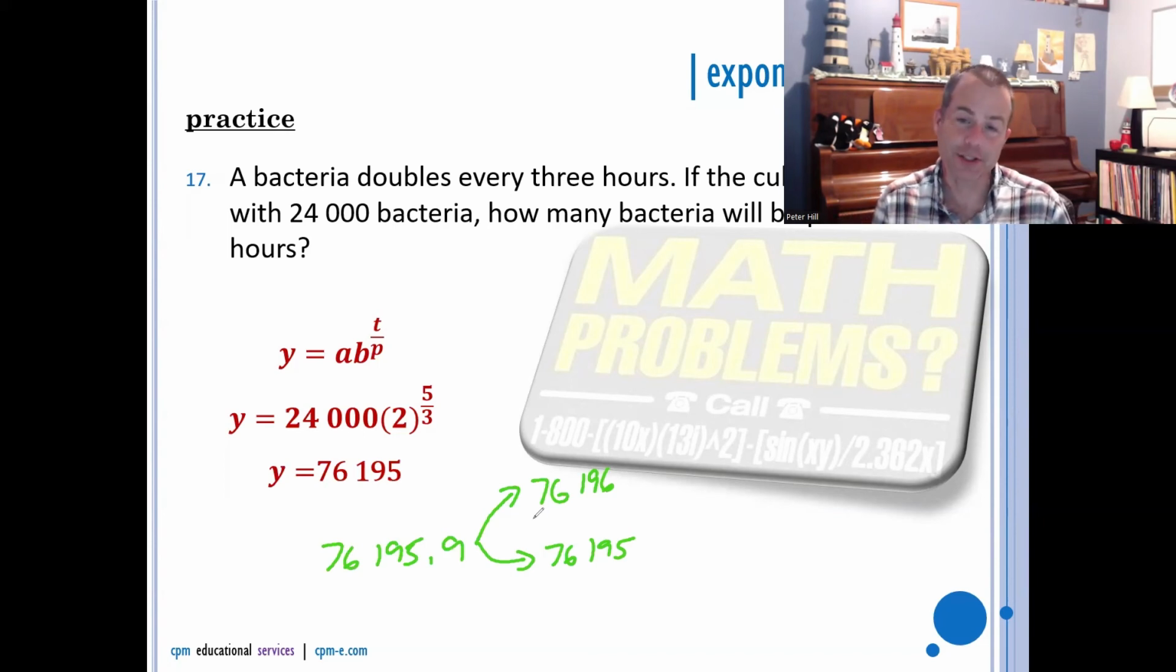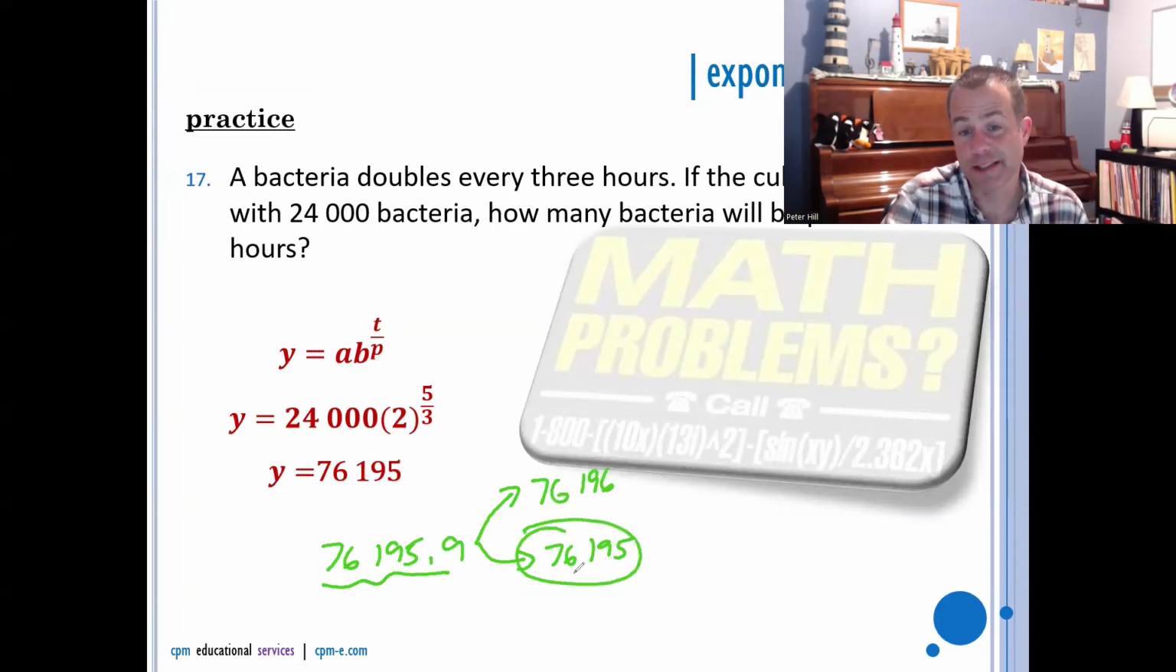Okay. Essentially, you have to think about contextual rounding like that if it just asks you a question. So if my answer here was 76,195.9 and this was the question, I would probably leave it at this answer because I didn't get a full bacteria, okay? But usually when we want to do statistical rounding, it will say round to the nearest whole number or round to the nearest 10th or whatever. So if you're told you can round, then just follow statistical rounding, okay? If you're not told you can round, then you need to think about the context.